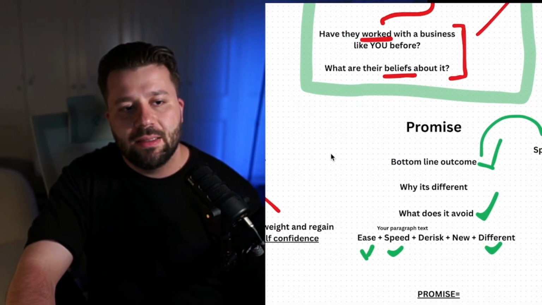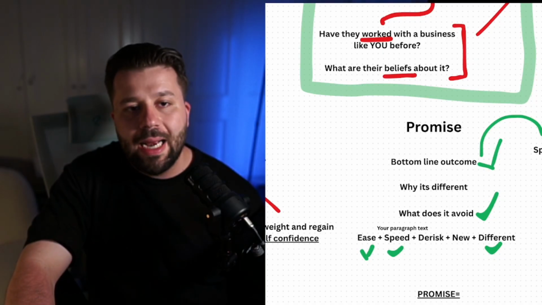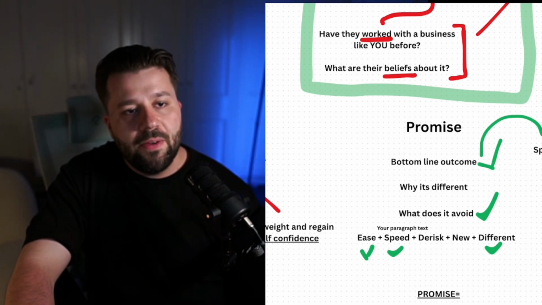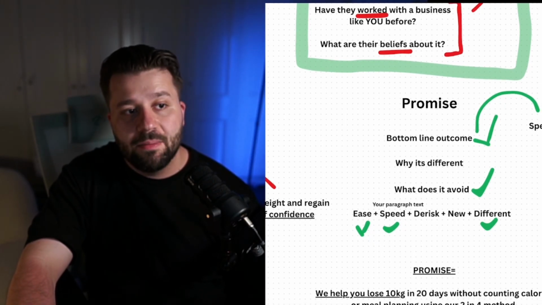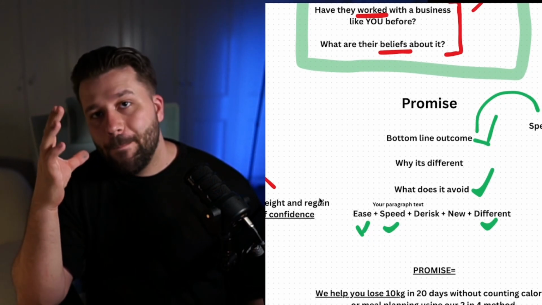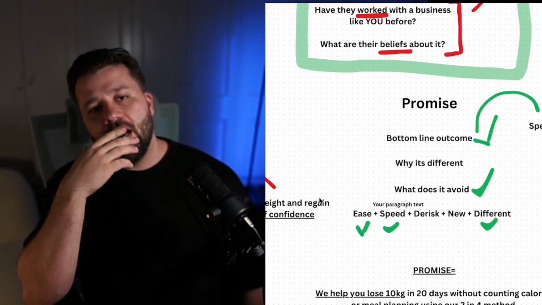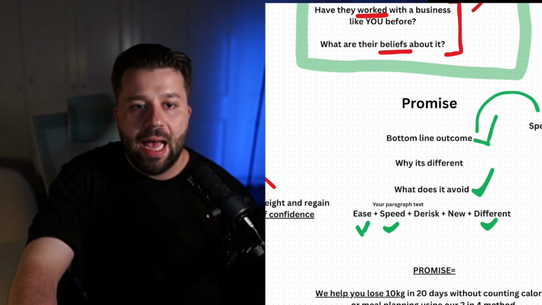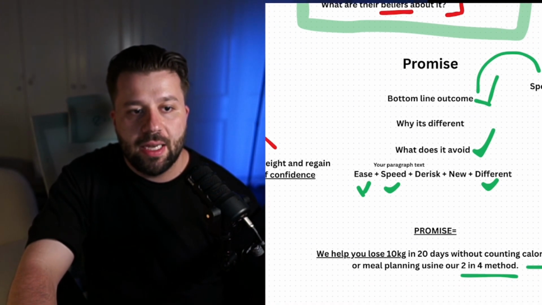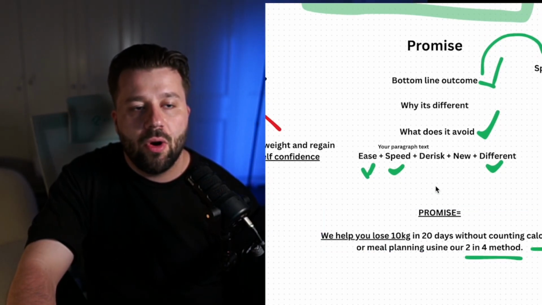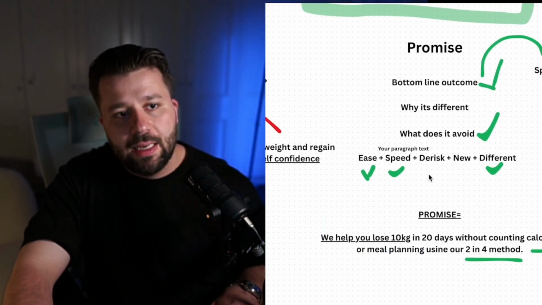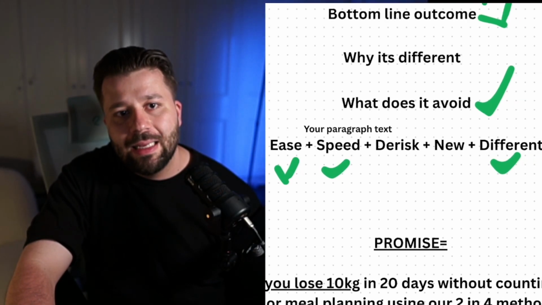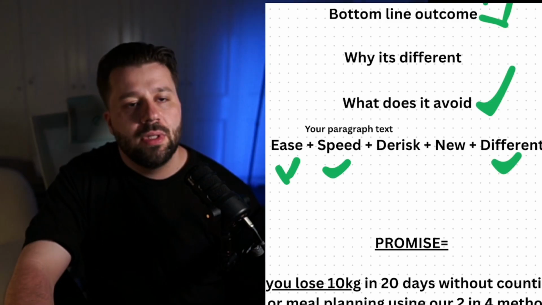So the promise is essentially, what is the bottom line outcome that they're going to get from your product? So if you're selling people advertising, you could say, we're going to help you get 10 more qualified leads, right? Now, you guys have probably read $100 million offers, but it really is true that having a good offer makes a huge difference. And the way to improve your offer or your promise in this case is to use this framework, right? So we have ease, speed, de-risk, new, different.